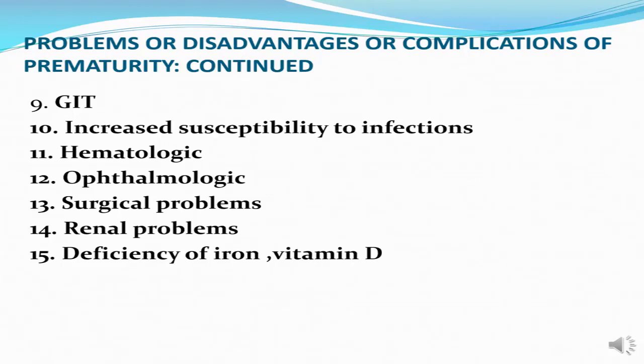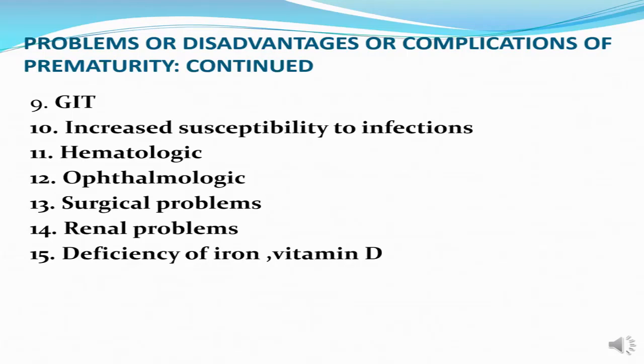Ophthalmological complication, the most important of which is retinopathy of prematurity, and this can lead to visual impairment if not diagnosed and treated at the appropriate time, and can even lead to blindness. Surgical problems, especially inguinal hernia, which can strangulate if not operated upon. So we need to operate as early as possible.